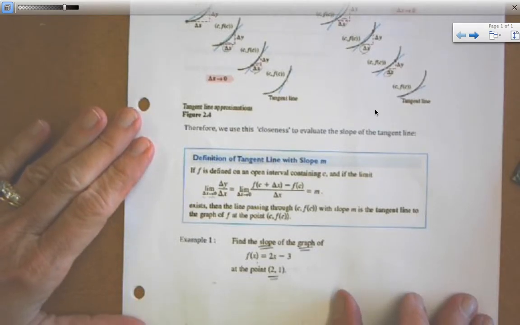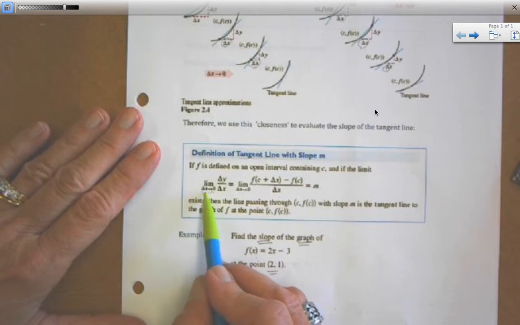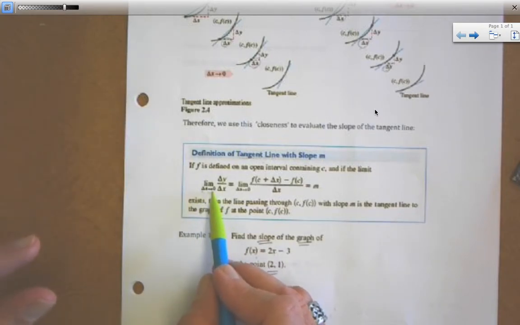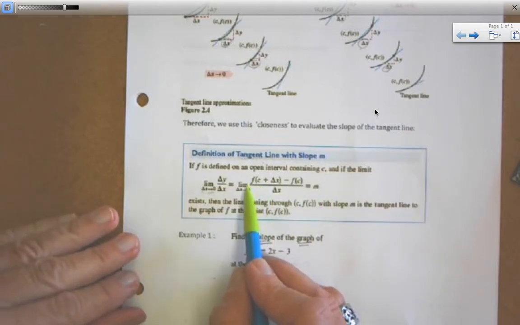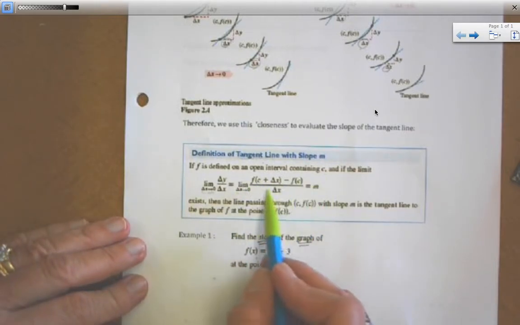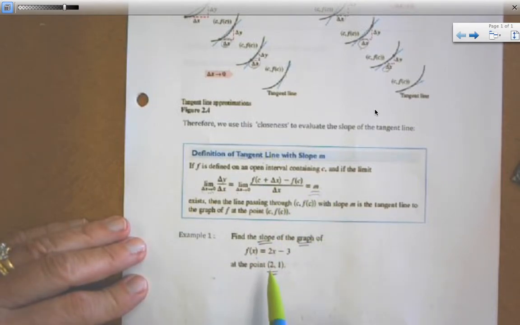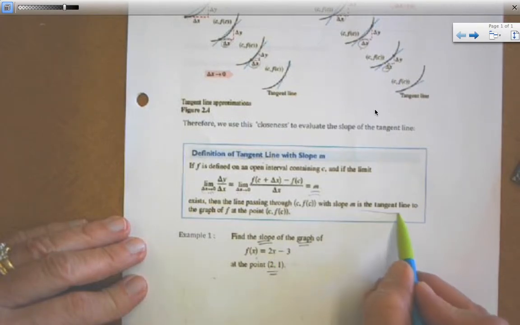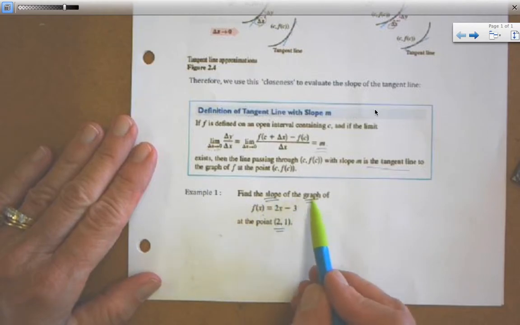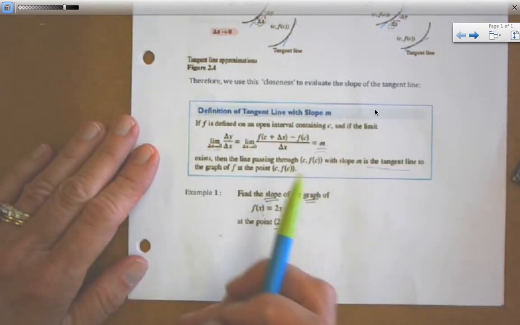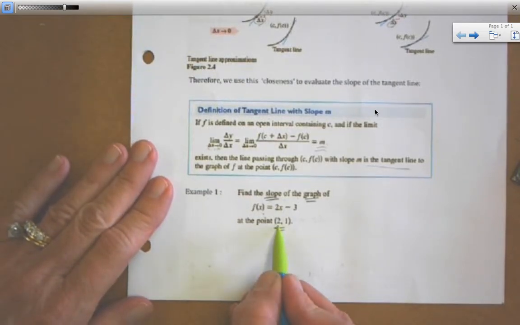All right, so the definition of the slope of a tangent line, if that distance on a curve gets closer and closer to 0 at a specific location, C, is the limit as delta x approaches 0 of f of c plus delta x minus f of c over delta x. That is the slope, and the slope is the slope of the tangent line. All right, now notice it says the slope of the graph. It doesn't say slope of the line.